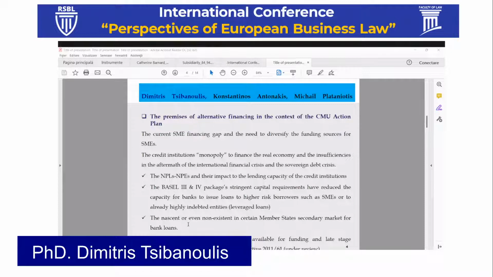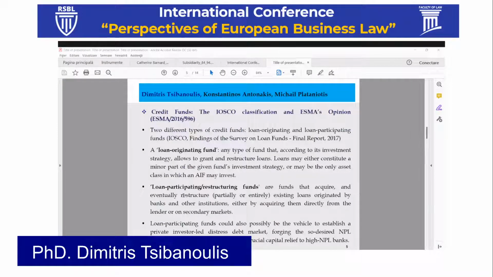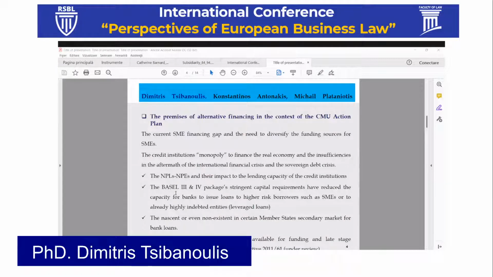Level playing field is, however, important in the European single market. Yes, here. Yeah, level playing field is important in the European single market.